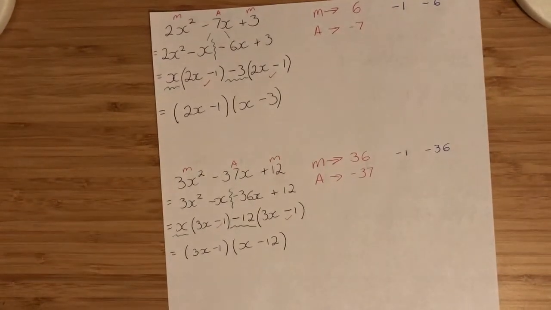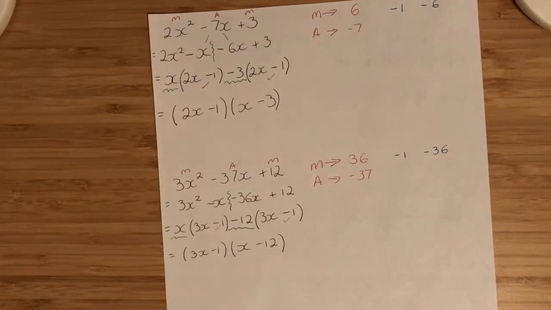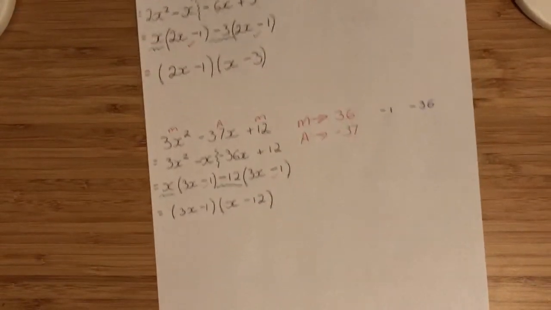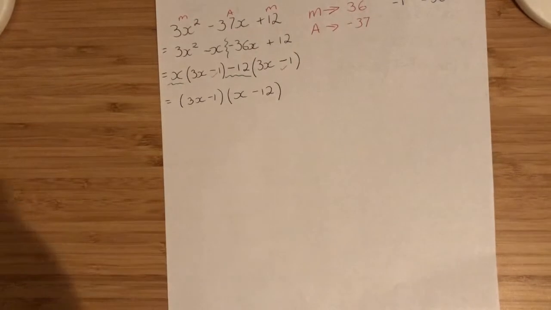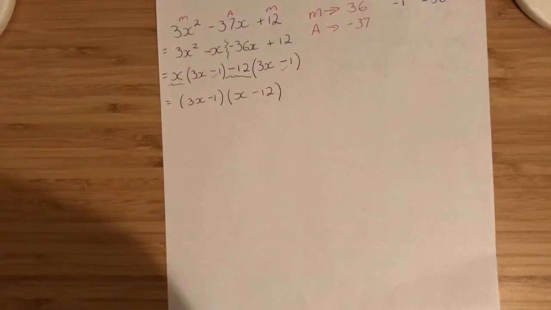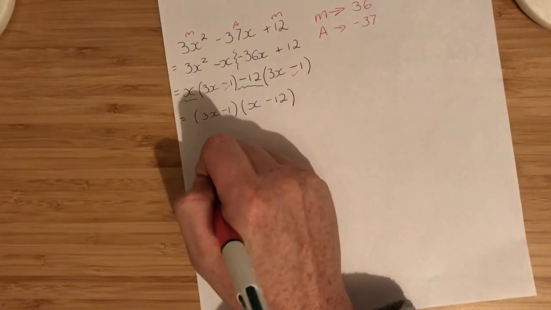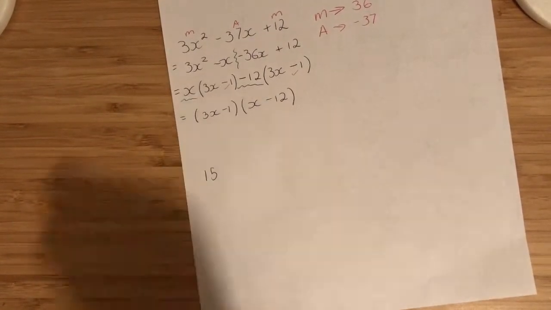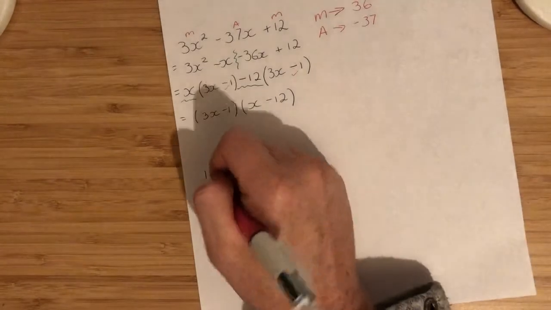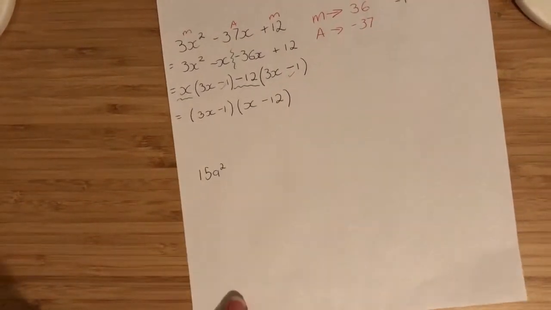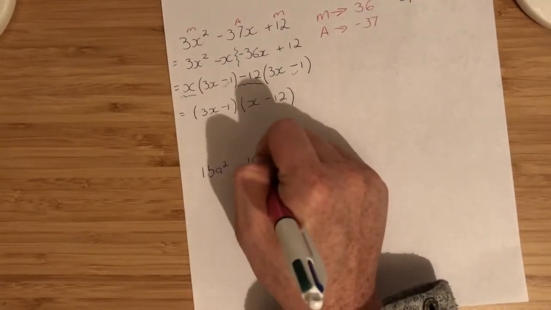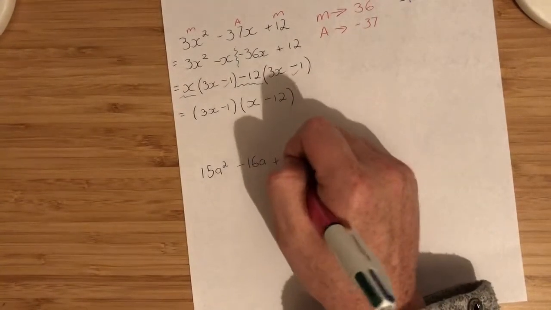Okay, I'm going to do one more example with you. If you're feeling like you want to try it yourself, maybe pause the video once you've copied it down, try it yourself, and then come back to the video and see if your solution matched. All right, just to change it, so that we know we can use other letters other than just x, we're going to do 15a squared minus 16a plus 4.